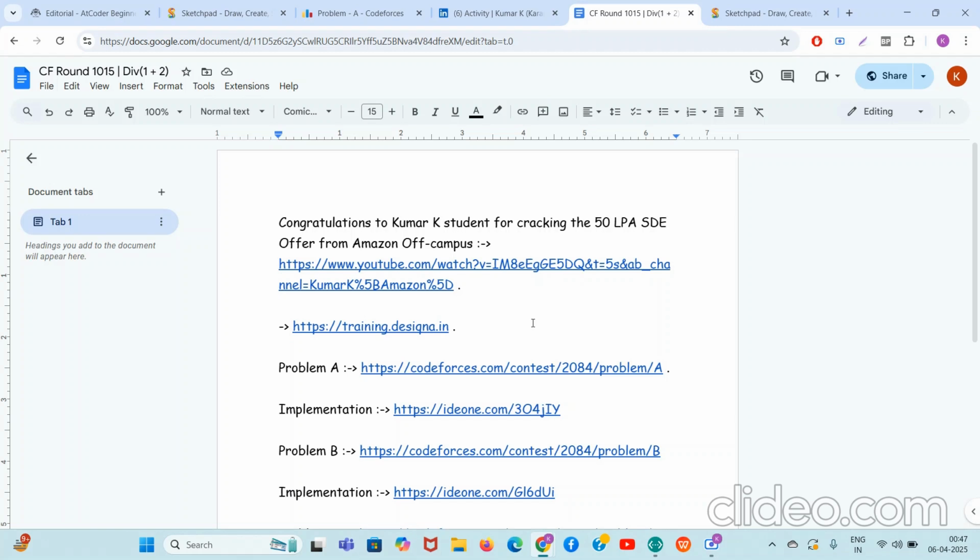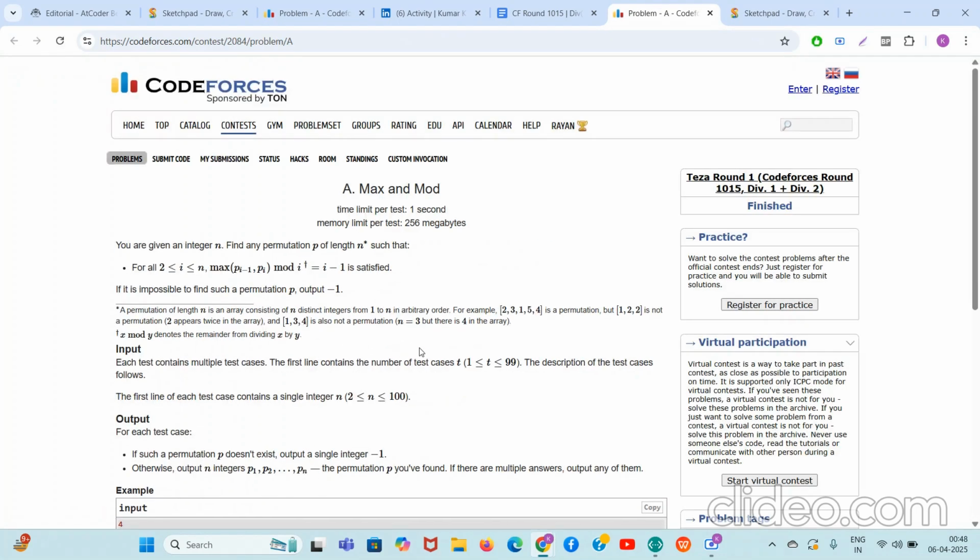So let's discuss, guys, the Codeforces round 1015 division 1 plus 2 problems. So the first problem was this one. Let's check it out. Yeah, Max and Mod.